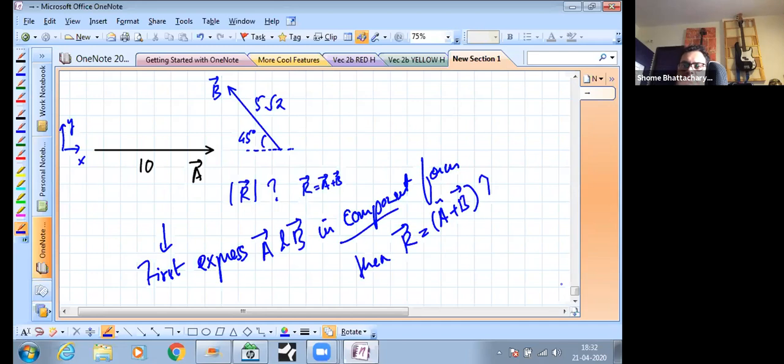Yes, Samarth, your answer is correct. Kevin, your answer is correct in component form. So now magnitude of R, you just take mod of that.